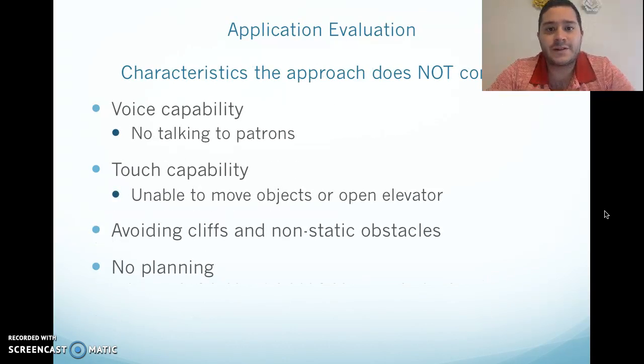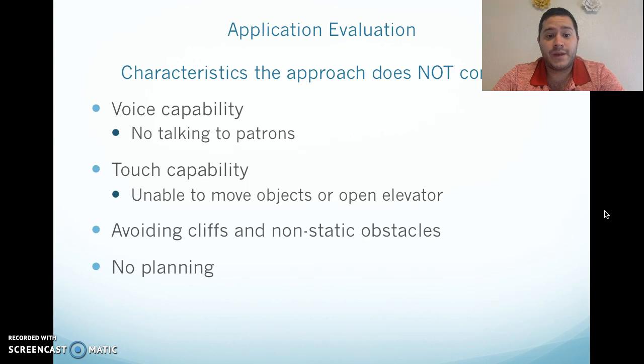So here are some characteristics that the approach does not really contain in regards to this paper. Obviously, there was no voice capability. It wouldn't be able to talk to anyone. Touch capability, if let's say a tour guide robot was able to move things or open an elevator door, in this situation it wouldn't have that kind of functionality. It also wouldn't be able to detect whether there was stairs or not. I mean, you probably could use that camera for that, but in this case it's not what it had, and it did not have floor sensors to be able to notice if there was a floor underneath it.